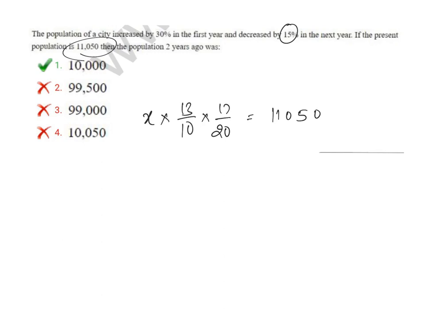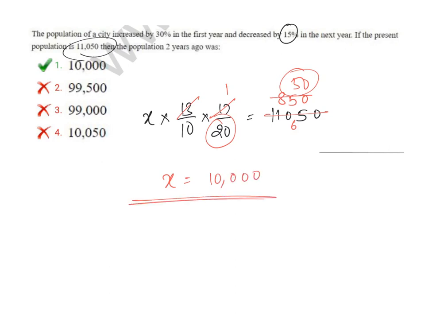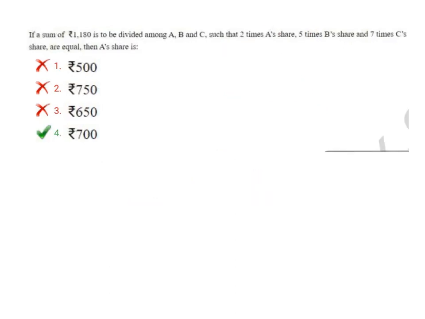First let me cancel in 13 table. I can say 13 8s are 104, 13 5s are 17 1s are 17 50s are 20 into 50 is 1000. X is equal to 10,000. So 2 years before it was 10,000.